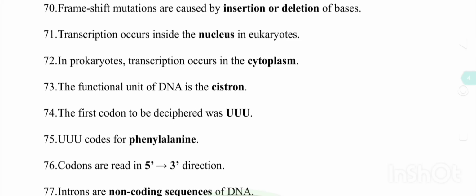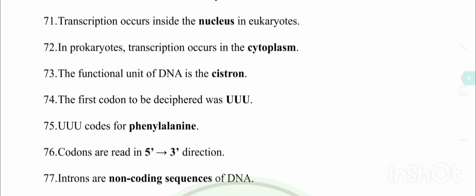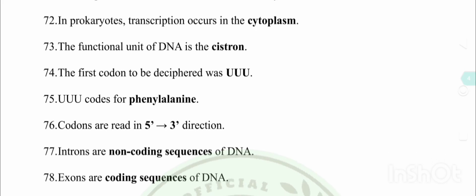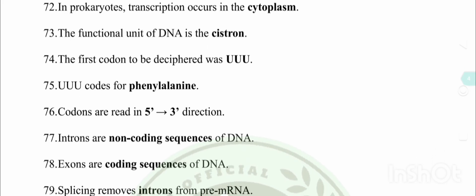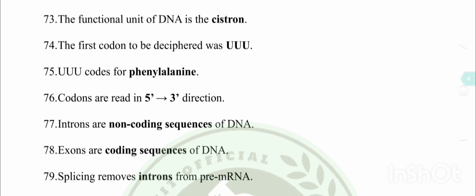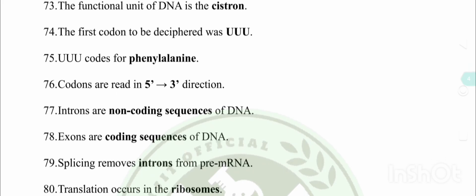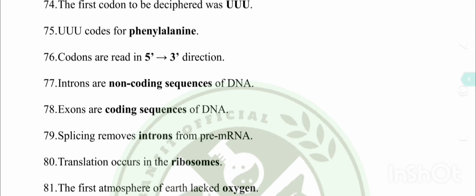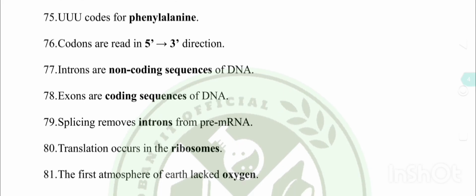75. UUU codes for phenylalanine. 76. Codons are read in 5' to 3' direction. 77. Introns are non-coding sequences of DNA. 78. Exons are coding sequences of DNA. 79. Splicing removes introns from pre-mRNA. 80. Translation occurs in the ribosomes.